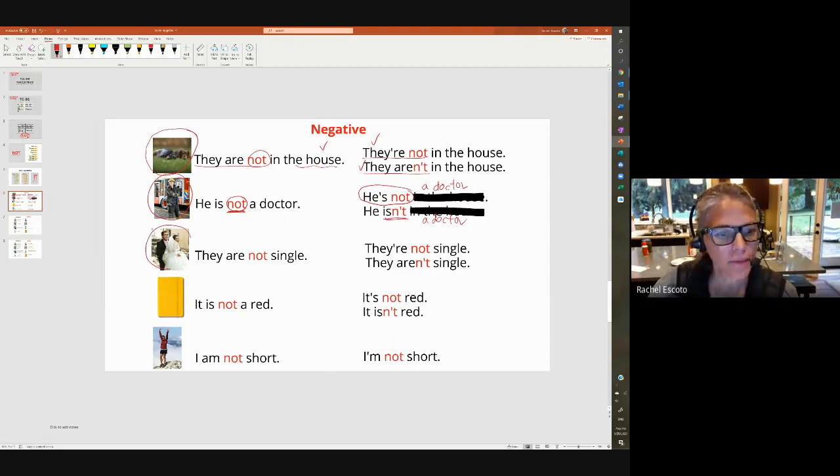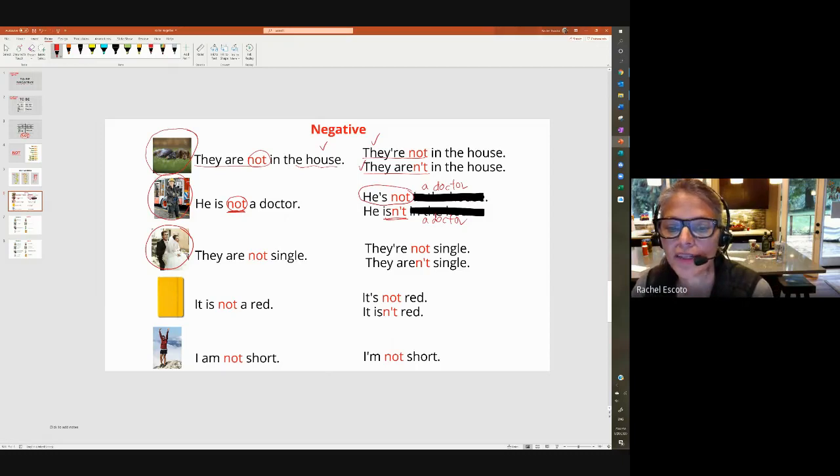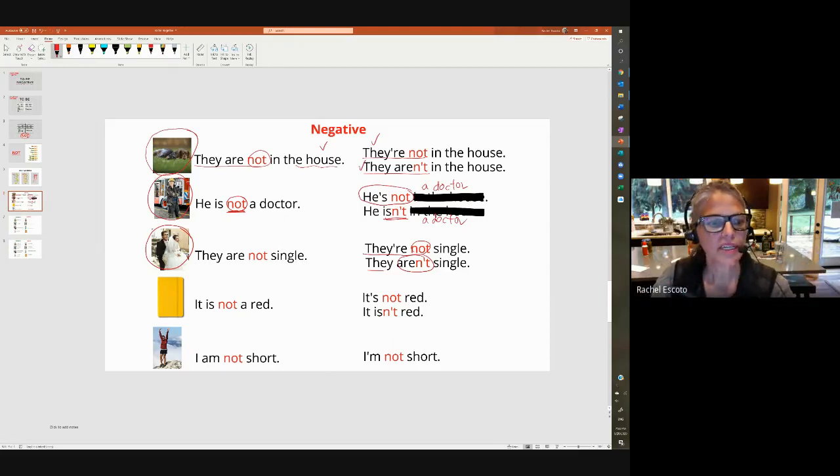These two right here, they are not single. We can say they're not single, or they aren't single. This notebook, it is not red. It's not red or it isn't red.